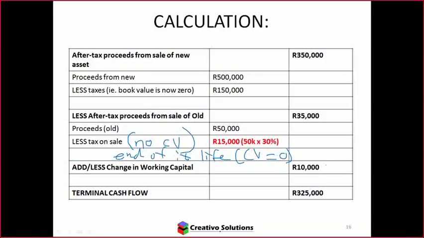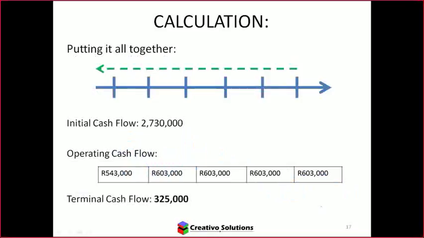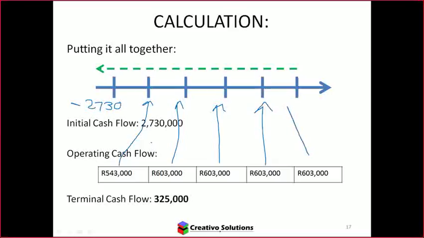Yeah. Okay, so where am I going to put this? At the end of the timeline. Correct. So let's draw the timeline. Put the amounts on. Where are you going to put the initial investment? Beginning. Exactly. Positive or negative? Negative. Where are you going to put the cash flow? Middle. Correct. And where am I going to put the TCF? The end. Correct.